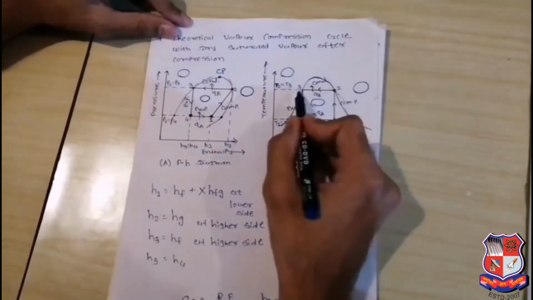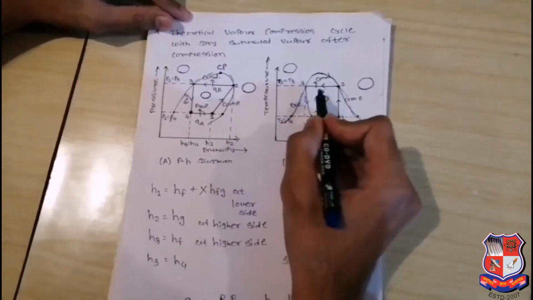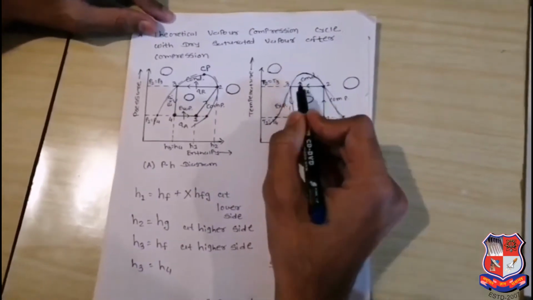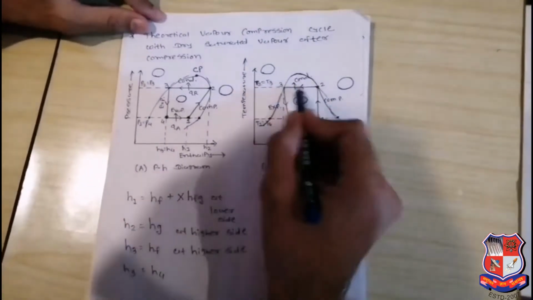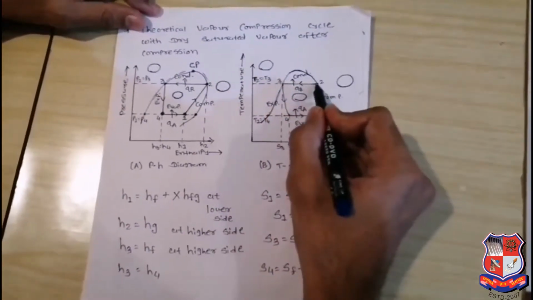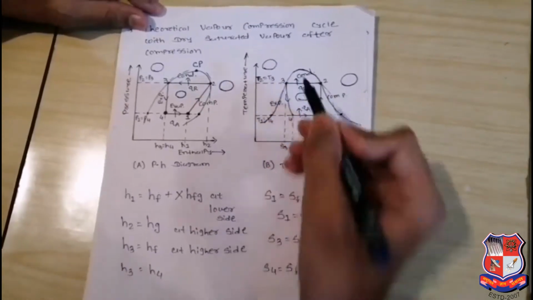2 to 3 is the condenser process. During the condenser, latent heat is given up to the surroundings. When latent heat is given up to the surroundings, the temperature remains constant because phase change is happening. The saturated vapor is converted into saturated liquid.